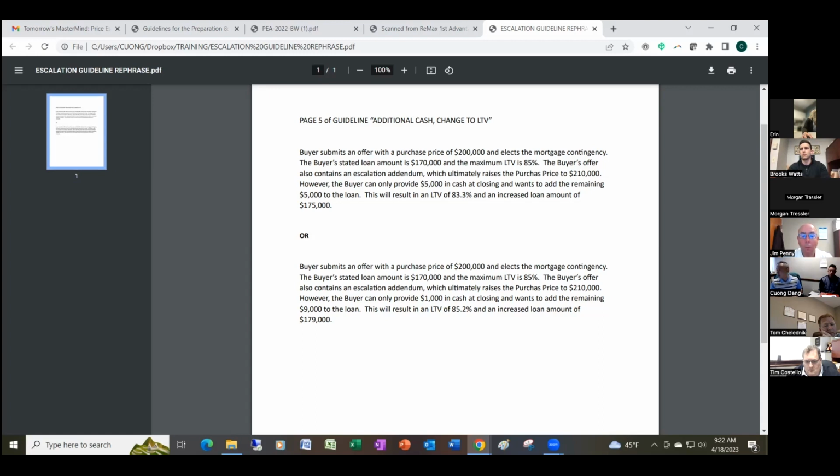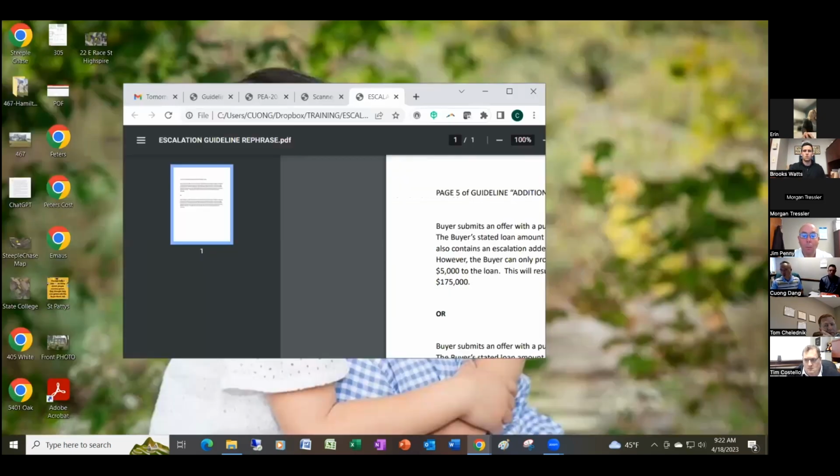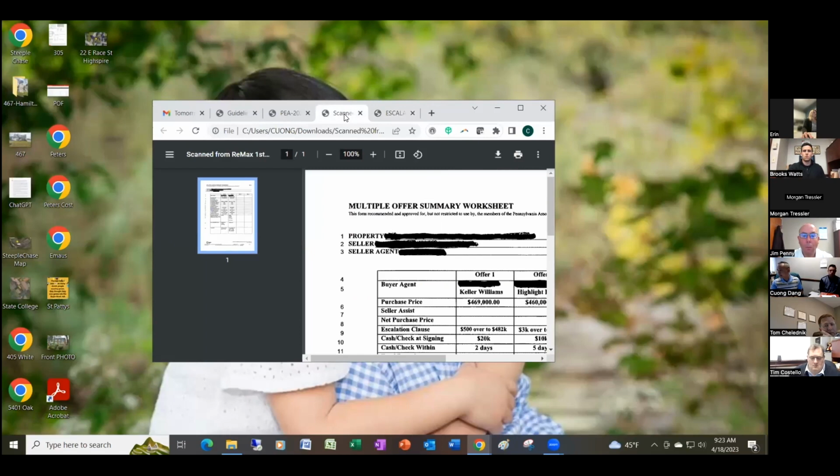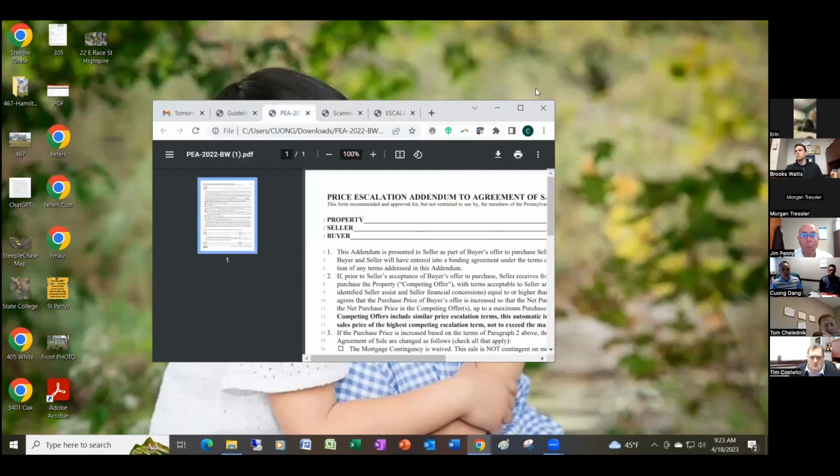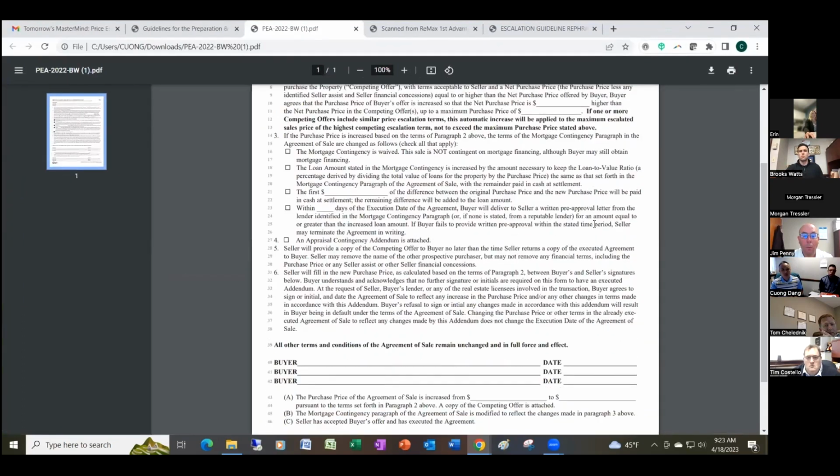Does everybody follow how that third checkbox can work either way? It can ultimately raise or lower the loan to value. Okay. Any questions so far? Okay.